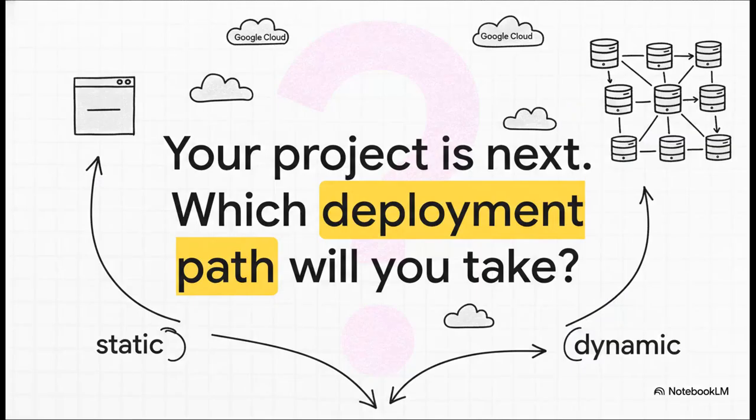And that really just leaves one final thought. Now that you know the two main paths for getting a project live on Google Cloud, think about your next project. What are you going to build? Which deployment path are you going to take?